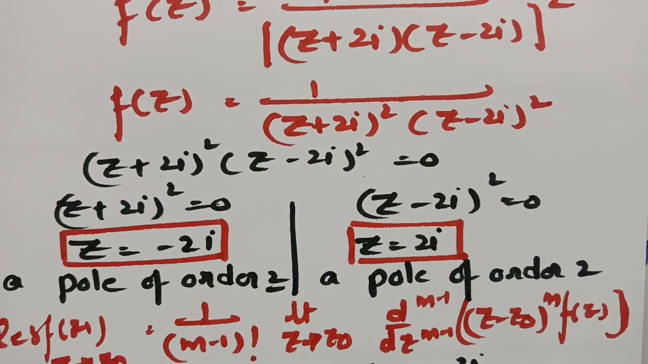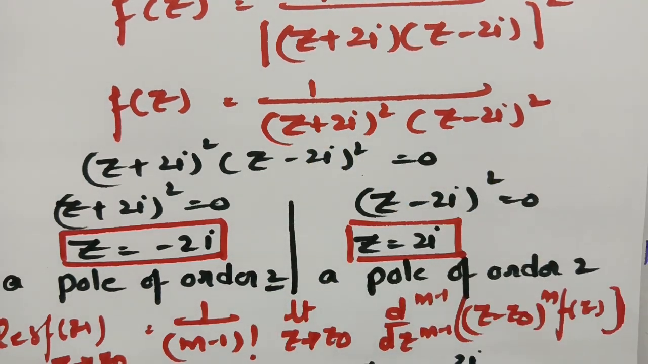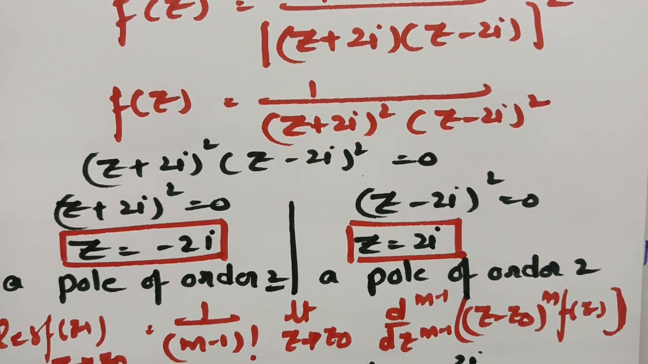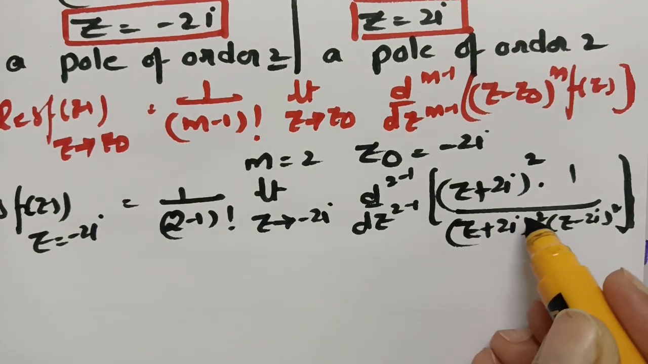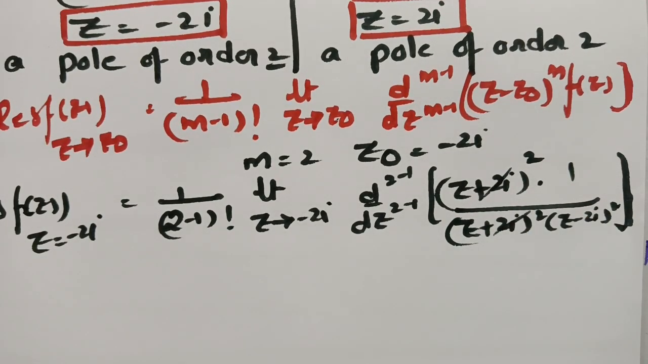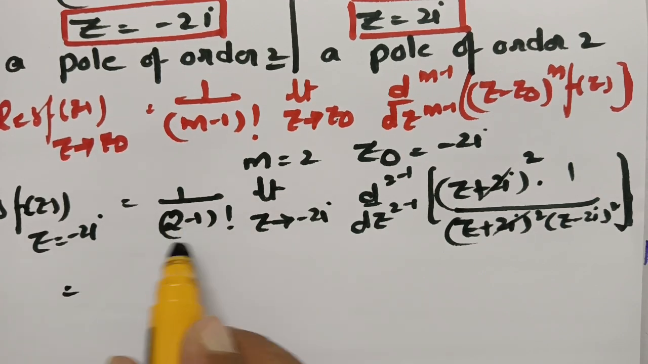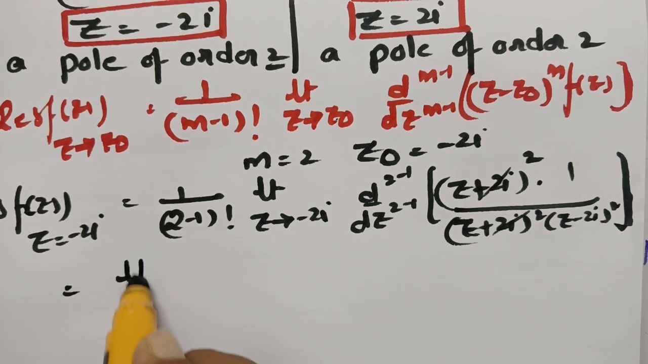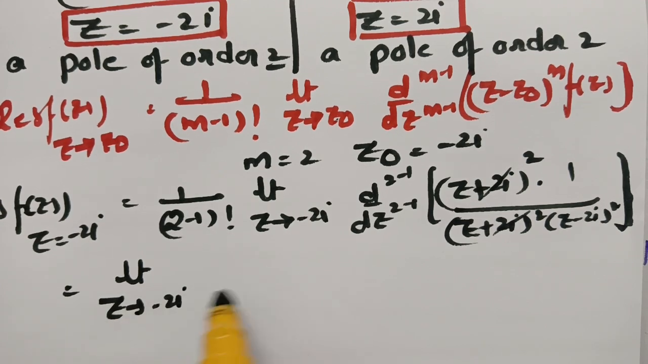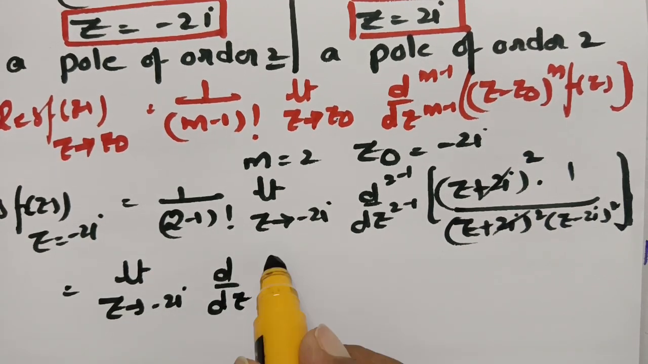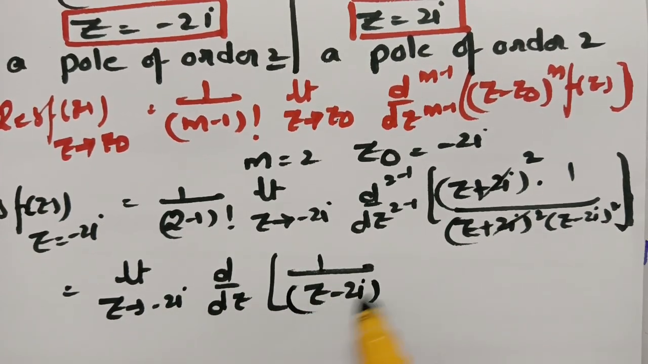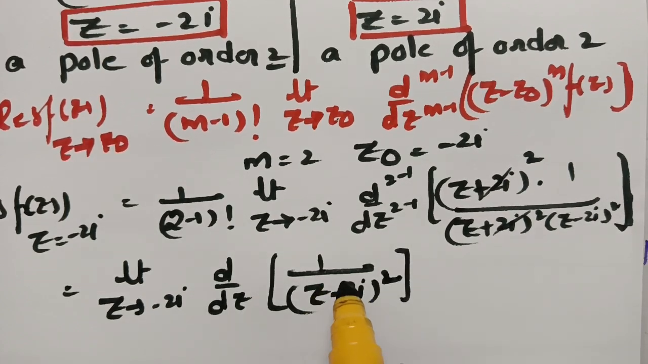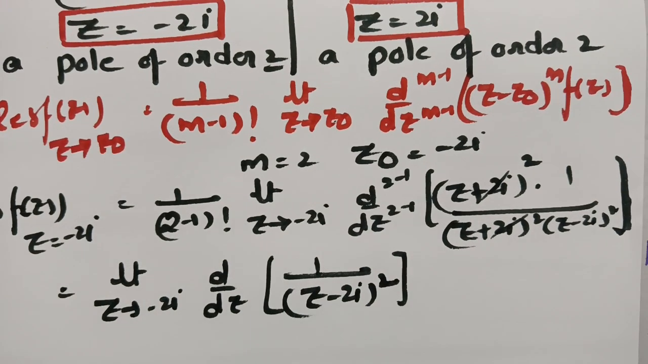So what is our f of z value? f of z is nothing but 1 by (z plus 2i) square into (z minus 2i) square. Clear? So I'm cancelling the (z plus 2i) square from numerator as well as denominator. So this will be 2 minus 1 factorial, which is again 1, limit z tends to minus 2i, d by dz of the derivative of 1 by (z minus 2i) square. So we have to make a derivative for this, and again we have to substitute z value as minus 2i.